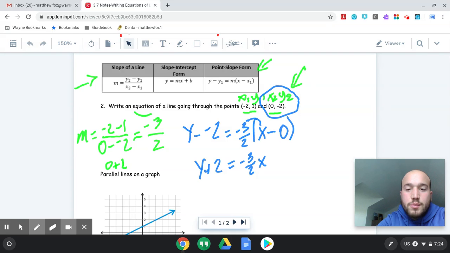Keep in mind we're going to distribute that in. Negative 3 over 2 times negative 0. That's going to be easy because anything times 0 gives us 0. So if you want, you can put plus 0. You don't have to put that. You can also put minus 0, or you can just leave it off.